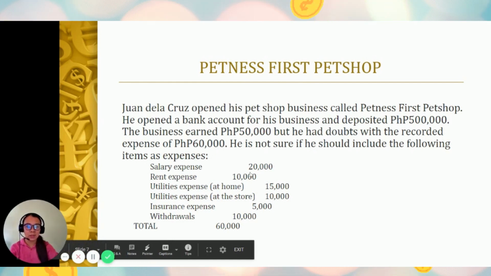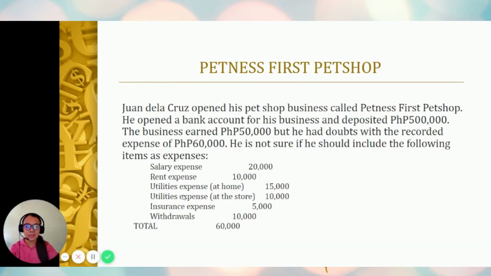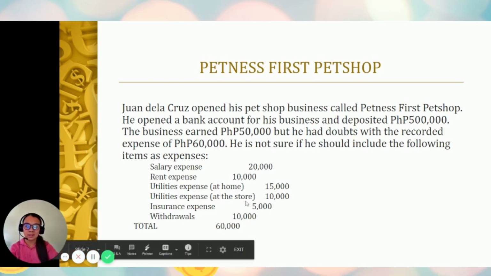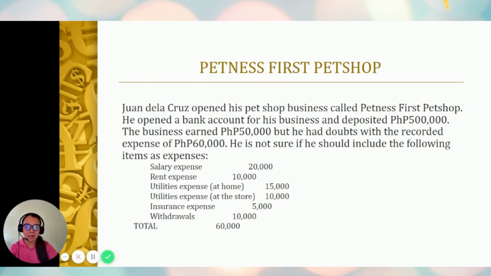Salary expense, 20,000. Rent expense, 10,000. Utilities expense at home, 15,000. Utilities expense at the store, 10,000. Insurance expense, 5,000. Withdrawals, 10,000. So the total of the expenses is 60,000.